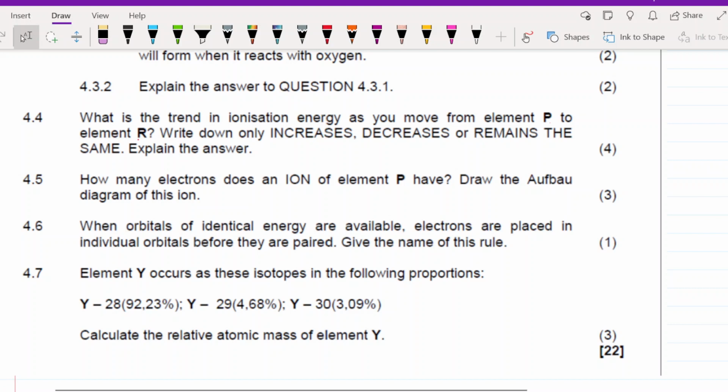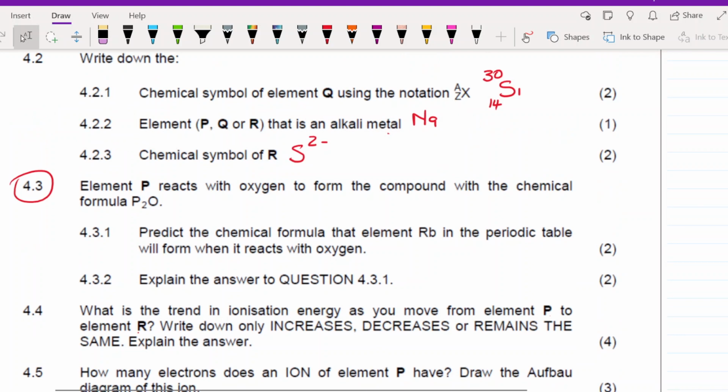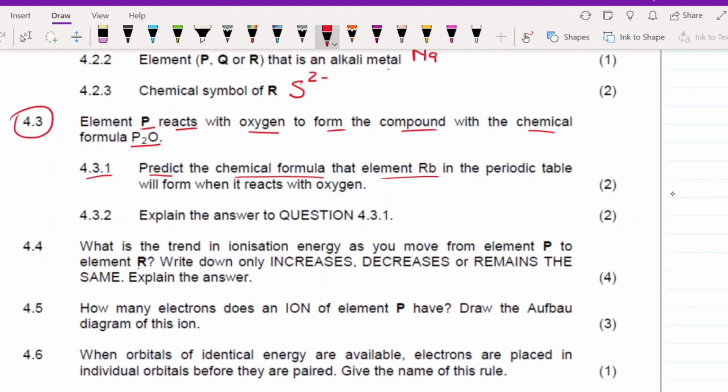Welcome back, grade 10. Now we are continuing with our question. So I think we said we are going to do 4.3 in the next video. So now we are continuing with 4.3. So 4.3 is saying that the element P now reacts with oxygen to form a compound with a chemical formula P2O. Now 4.3.1 says predict the chemical formula that element Rb, which is rubidium in the periodic table, will form when it reacts with oxygen.